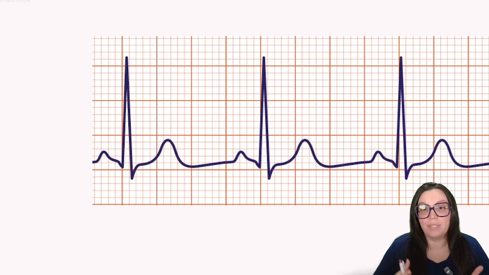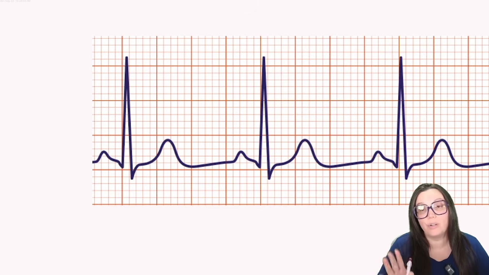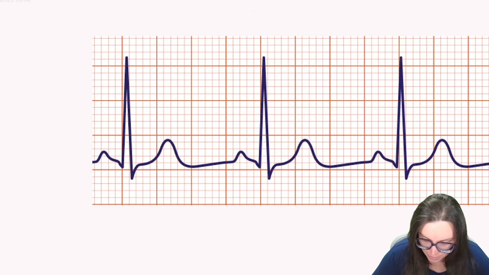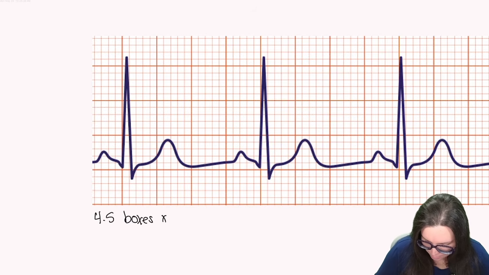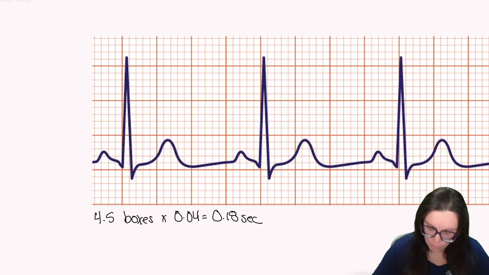So next up, we want to measure our PR interval and our QRS complex. I do this by counting the small boxes. So we're going to start right here at the beginning of our P wave until right here before our QRS complex in order to get our PR interval. So we have 1, 2, 3, 4, like 4.5 boxes here. So 4.5 boxes multiplied by 0.04 is going to give us 0.18 seconds, which is still normal for our PR interval.